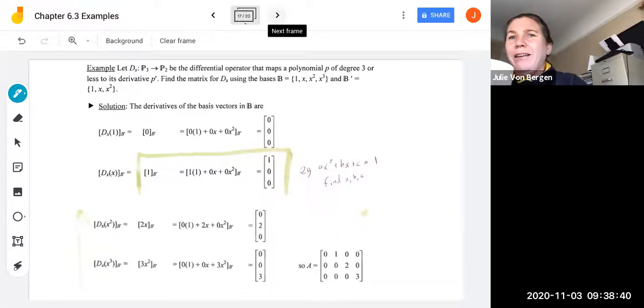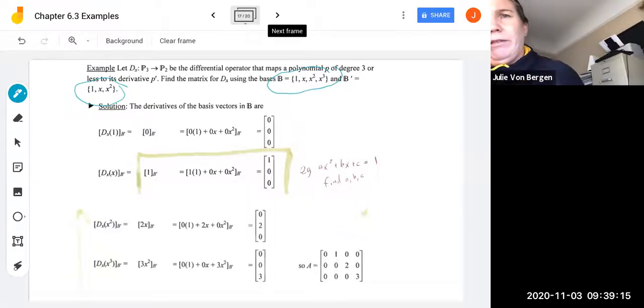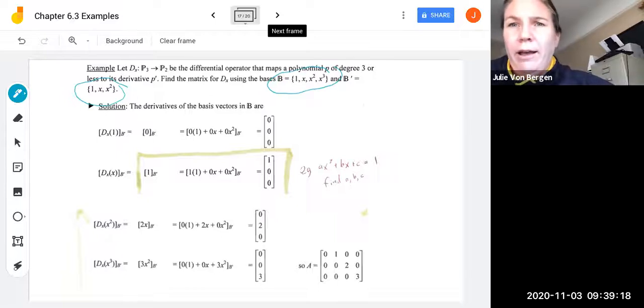We're going to let dx map P3 to P2 be the differential operator that maps a polynomial P of degree 3 or less to its derivative P prime. That makes sense, since the derivatives of polynomials of degree 3 or less are going to be degree 2 or less. Then we want to find the matrix of dx using the bases B is 1, x, x squared, and x to the third, and B prime, going down a dimension, is the basis 1, x, and x squared.